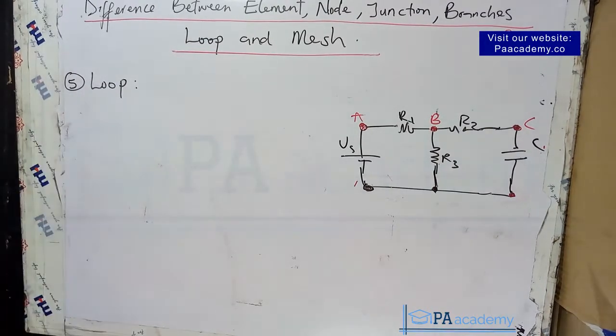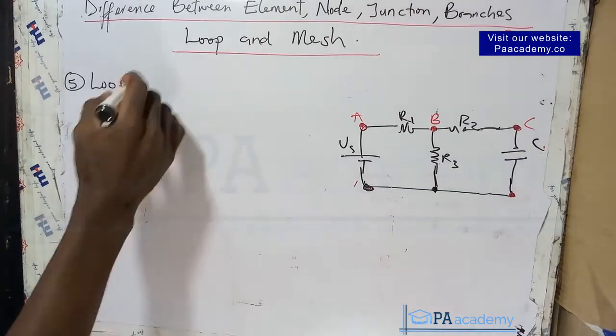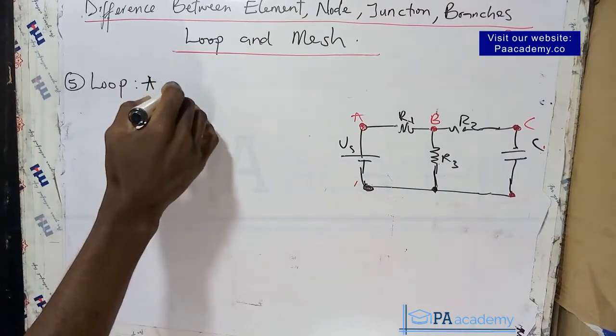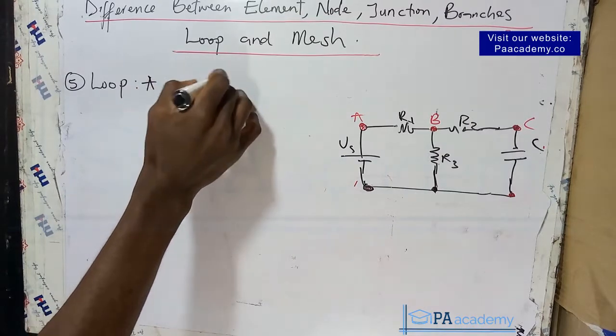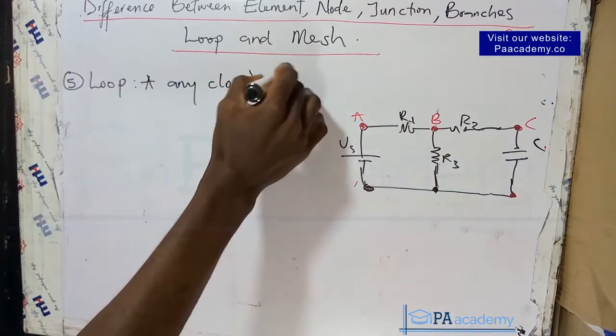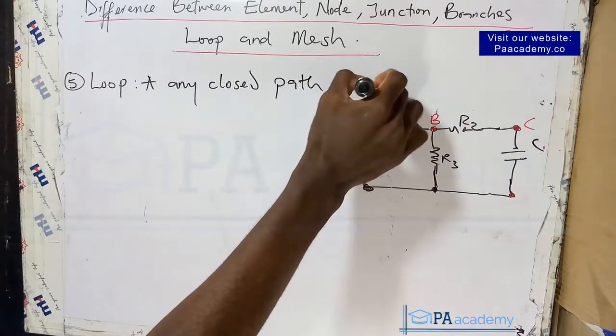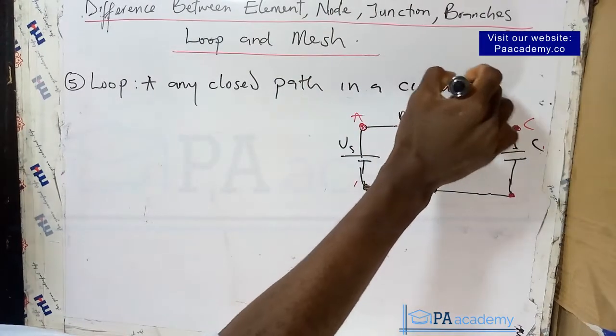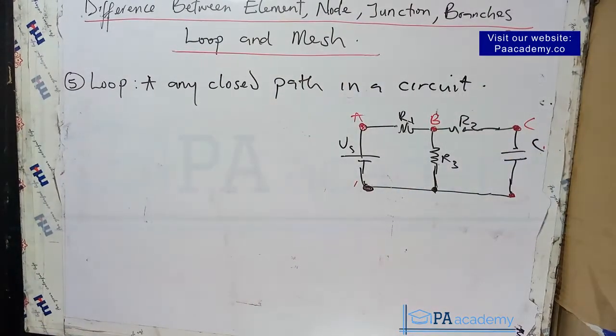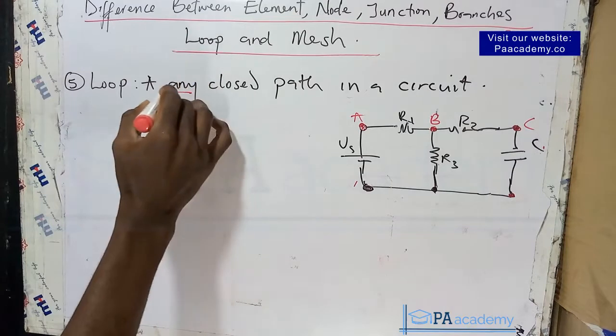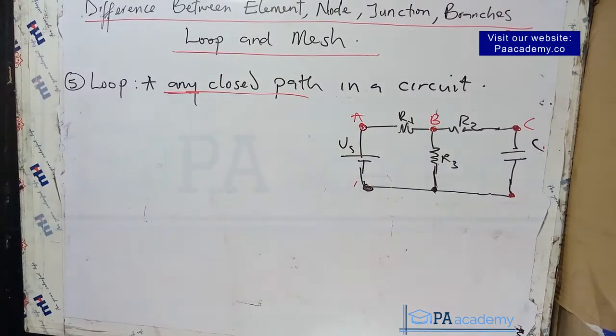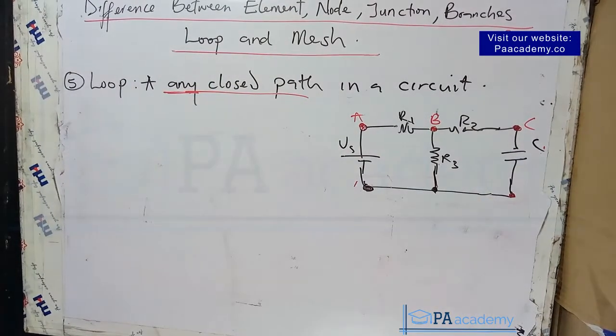So now let's look at a loop. When we talk about a loop, it says what? A loop is defined as any closed path in a circuit. Any closed path in a circuit. Now I'll still be using this circuit to explain the concept of loop and mesh.